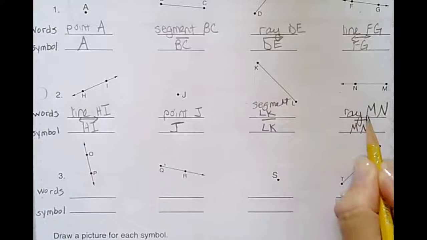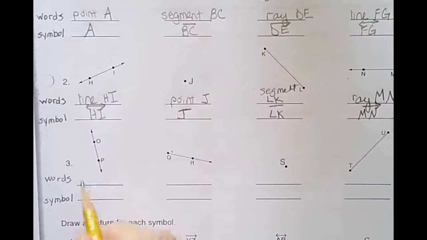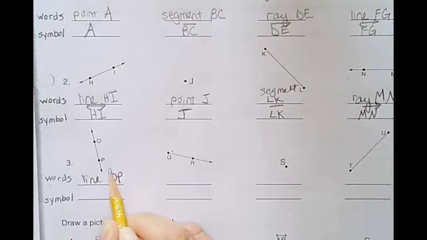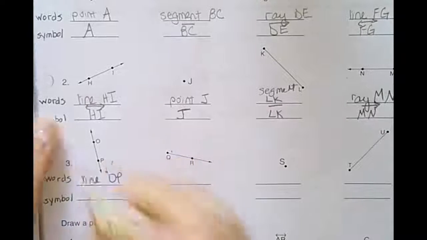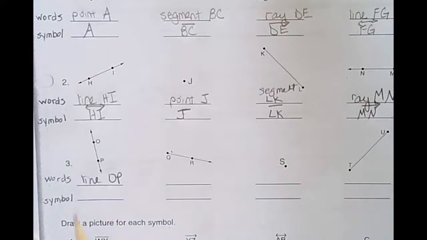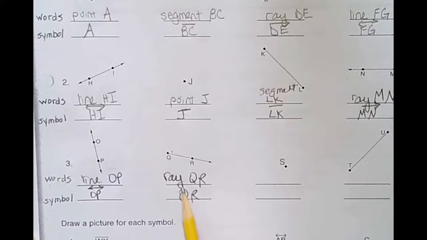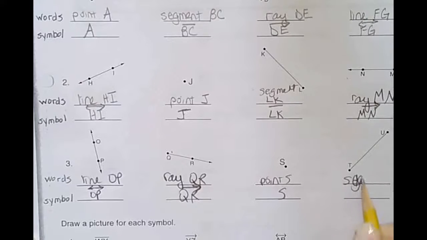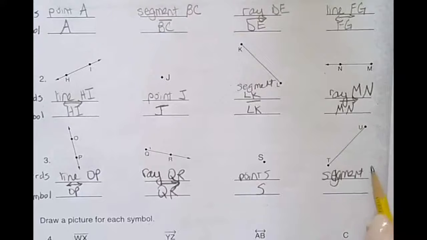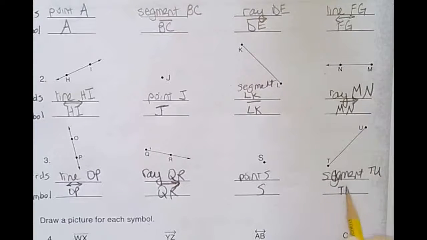And then the last few, line OP. When we write the word line, we don't do the notation, so you had to quickly erase it, but you caught me. OP, ray QR. So this is really the only one where the order of your letters matters, the order of the points. Segment TU, and of course that notation is TU with the bar on top.